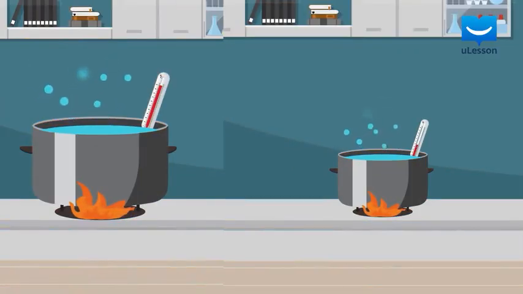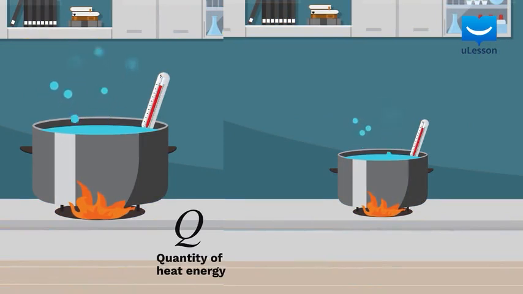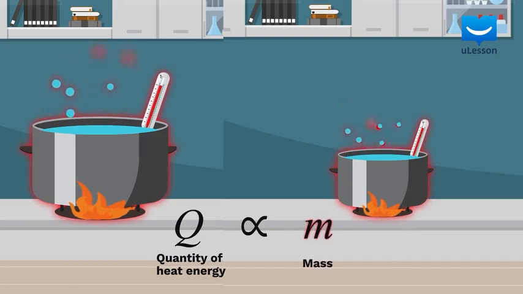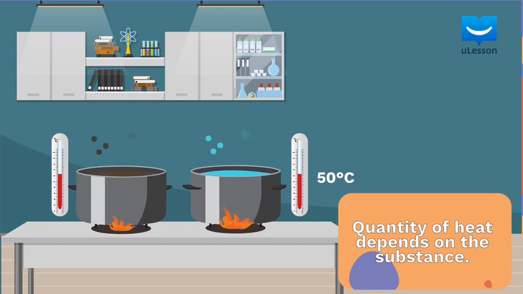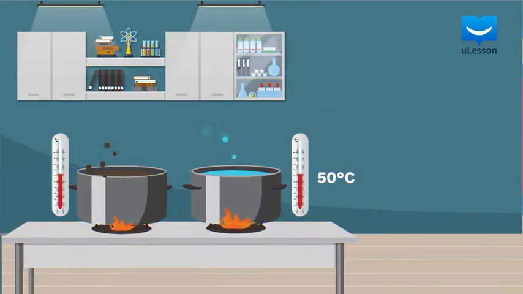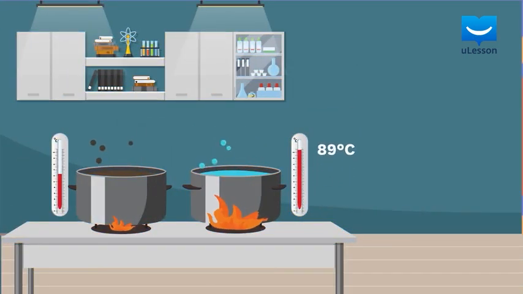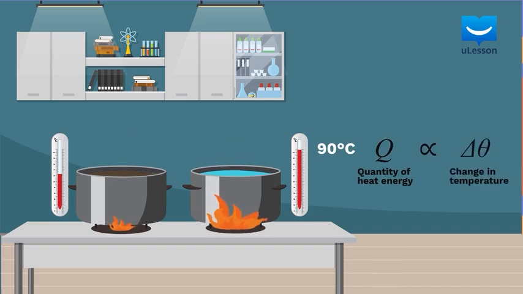The first case tells us that the heat, denoted by capital letter Q, required to raise a substance through a particular temperature is directly proportional to the mass m of the substance. The second case tells us that the heat required to raise the temperature of a substance varies depending on the material the substance is made up of. And the third case tells us that the hotter you want your water or oil to be, the more heat is needed to get it to that temperature.